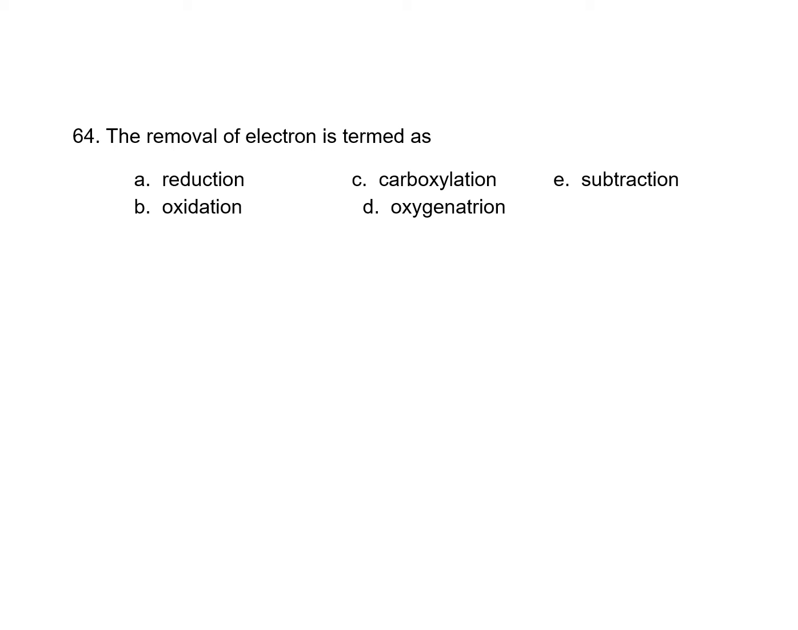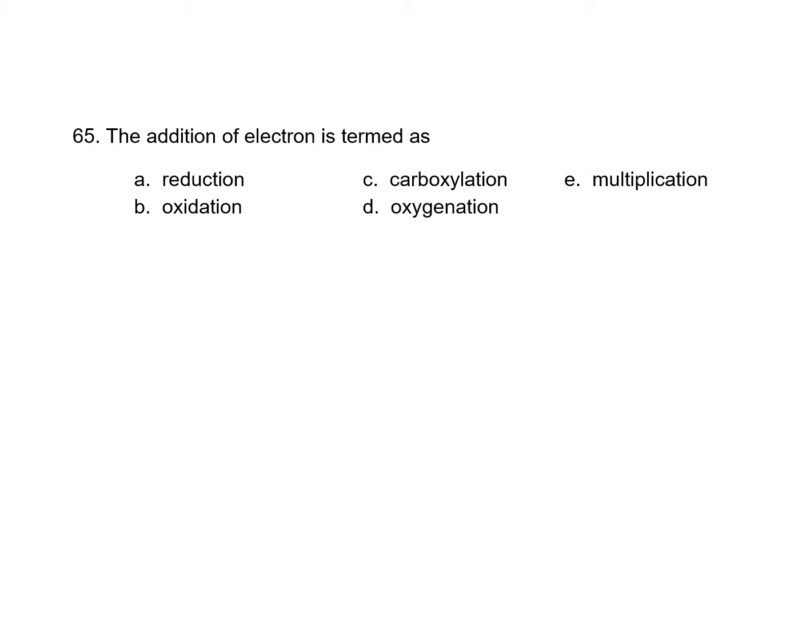Number 64. The removal of electron is termed as A, reduction, B, oxidation, C, carboxylation, D, oxygenation, E, subtraction. The answer is oxidation.